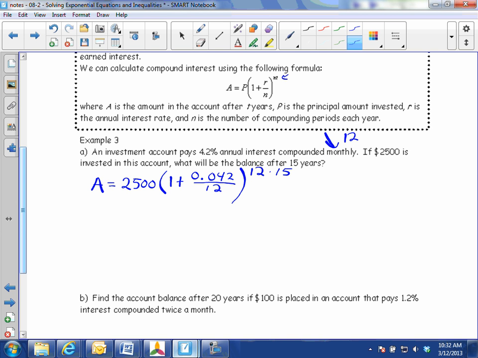I think it's 12 times 15, because it's n times t. n is how many times it's compounded, that's 12, and t is however many years we want. Is it usually compounded monthly? Sometimes, or sometimes it's quarterly, 4 times a year. Then you do 4.